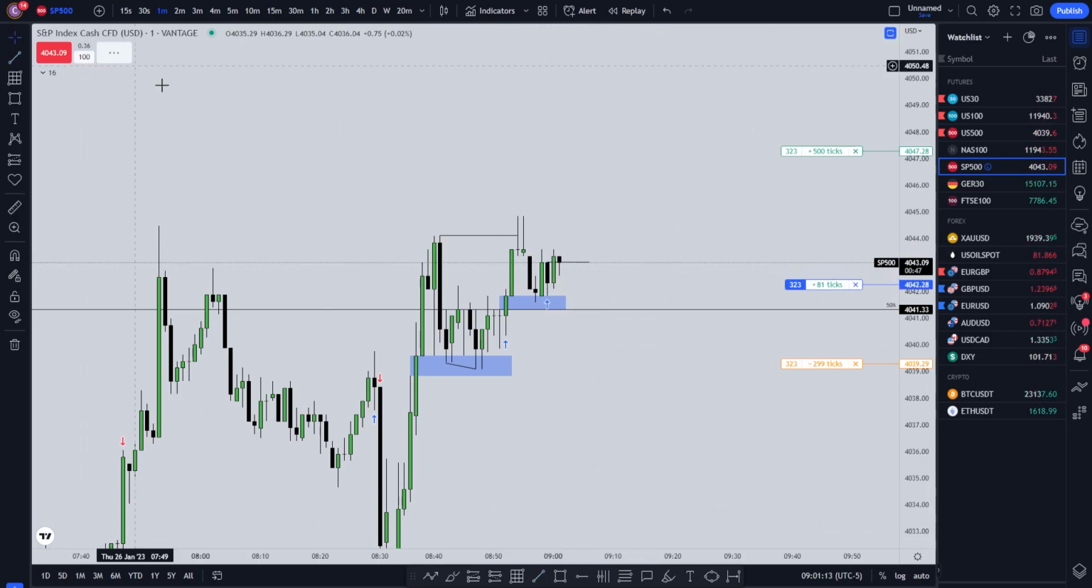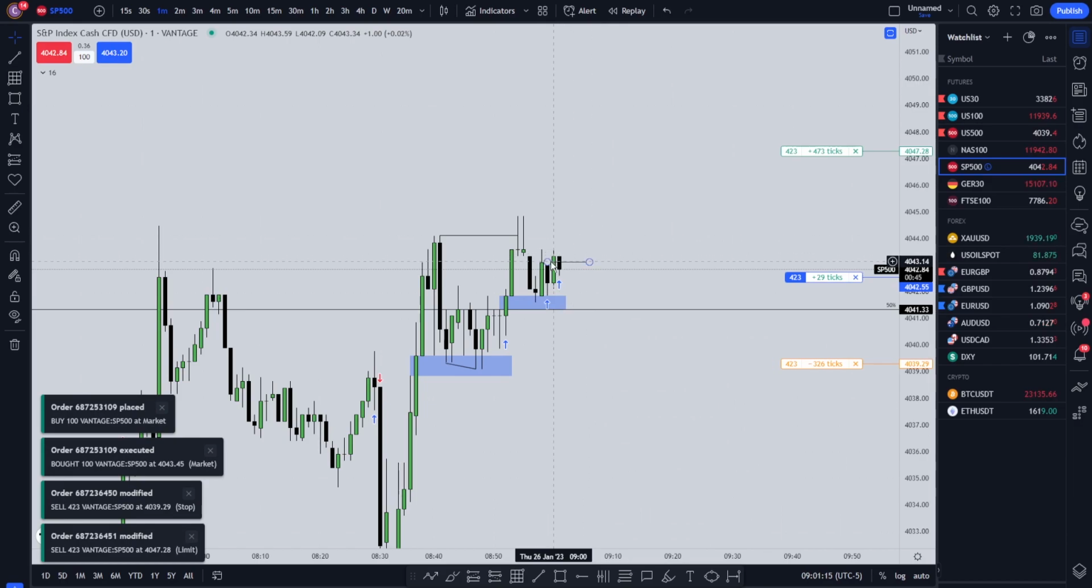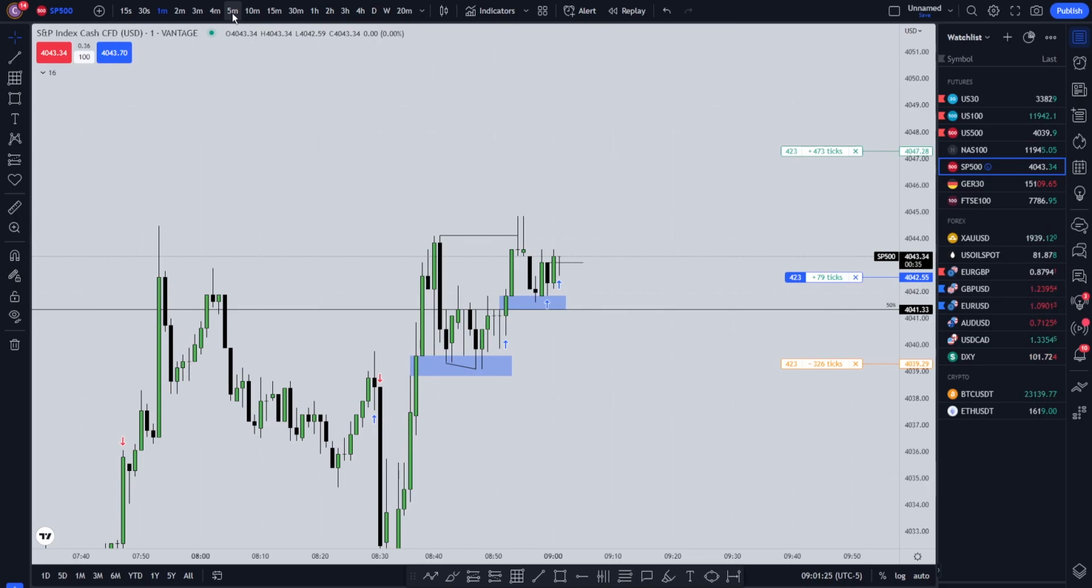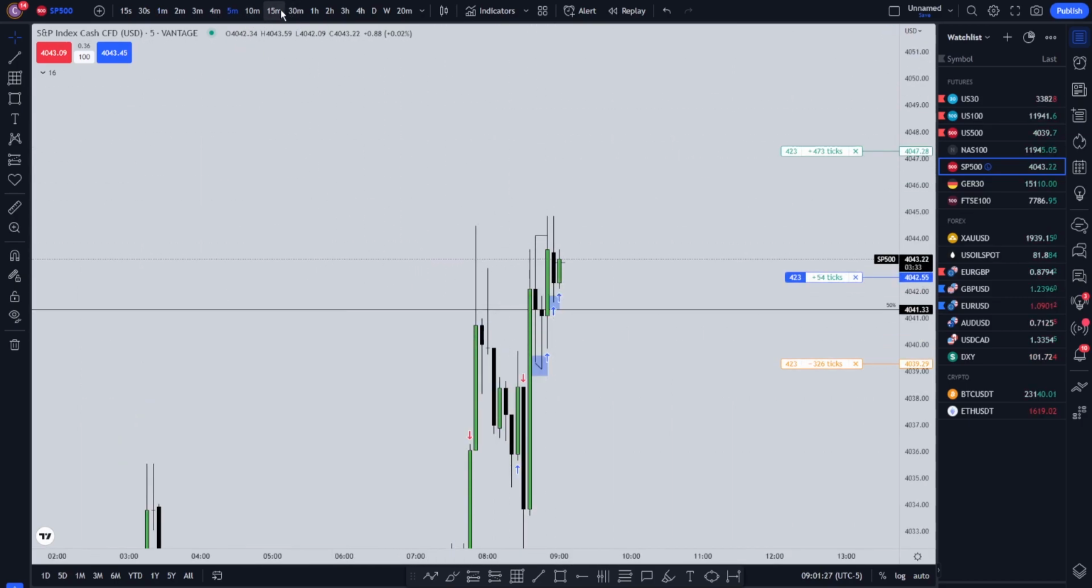This order block, I'll just give it one more entry. There we are. We don't want to see this break lower. You want to see price continue higher.